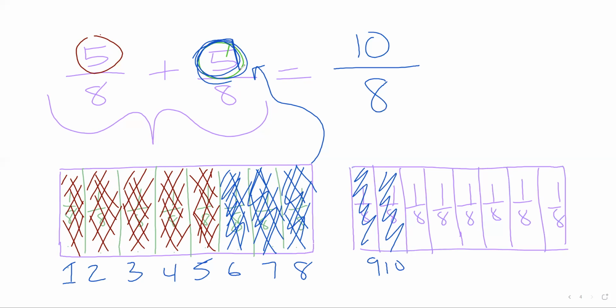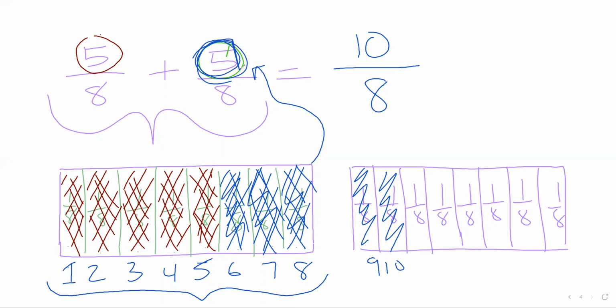Let's say we were making teams for soccer or something, and the team can only have 8 players. Well, what this says is we actually have 10 people that want to play on one team of 8. Well, okay, that means we're going to have 8 out of 8 on one team, and then 2 people are going to have to go to another team, right? So we have more than the whole.